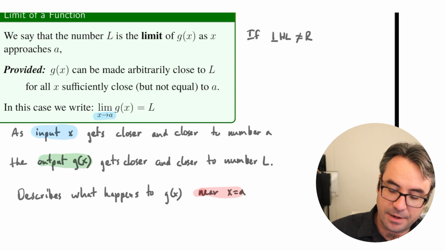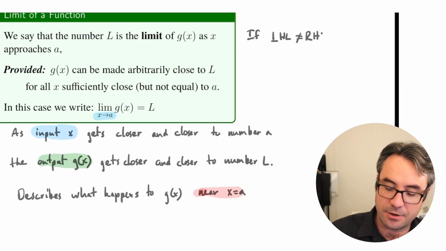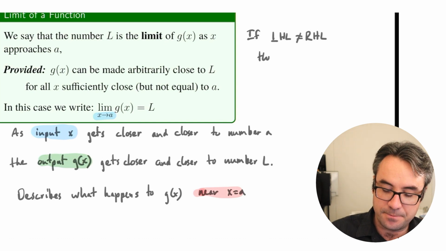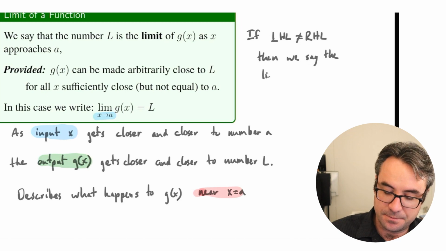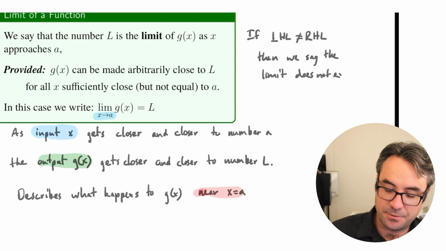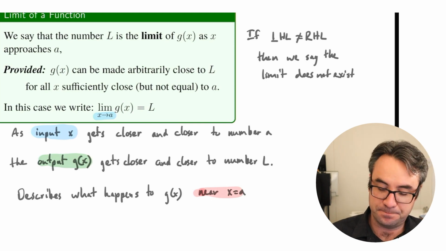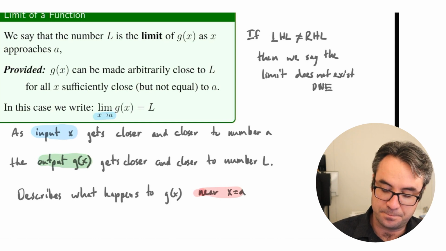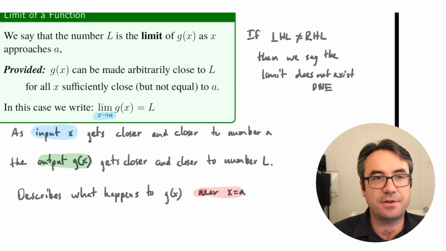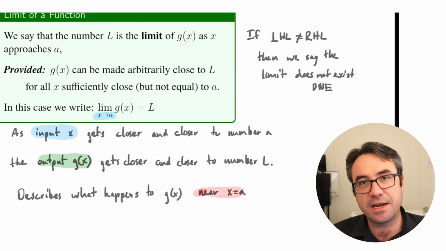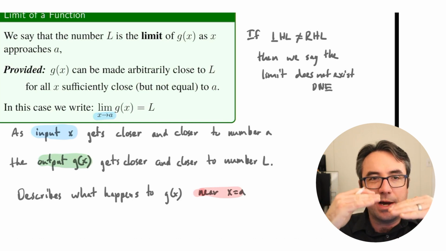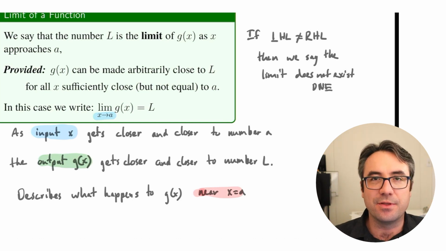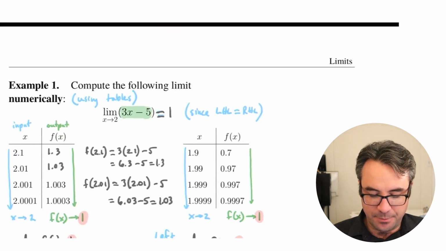So if the left-hand limit and the right-hand limit are different from each other, then we say the limit does not exist. I'll usually abbreviate this with a DNE. So that can happen. If one side of the function's doing one thing and the other side is doing something else, and they don't quite match up, then the limit doesn't exist. And I think a picture might help.